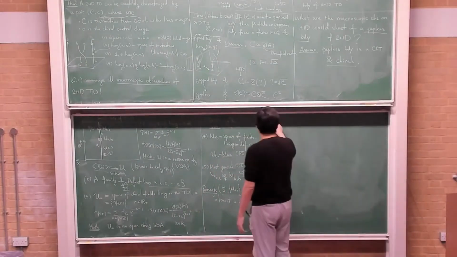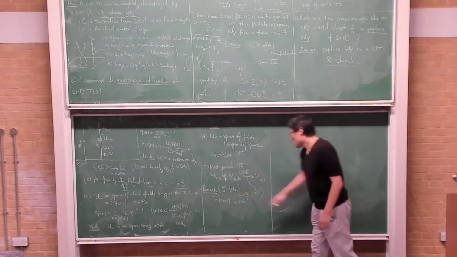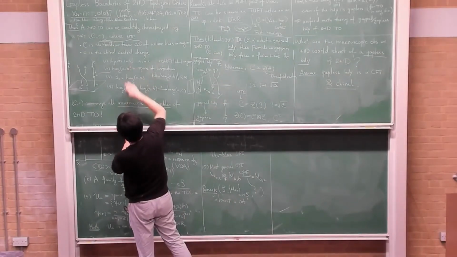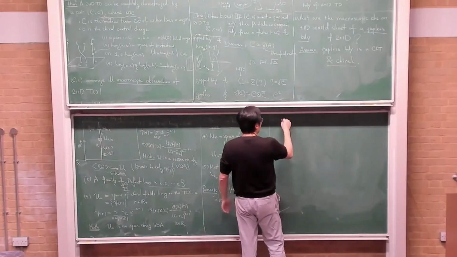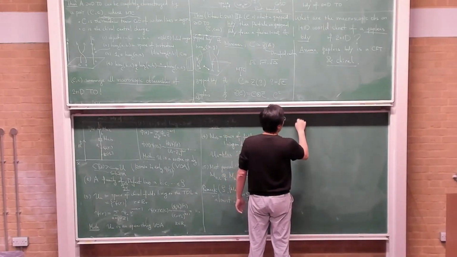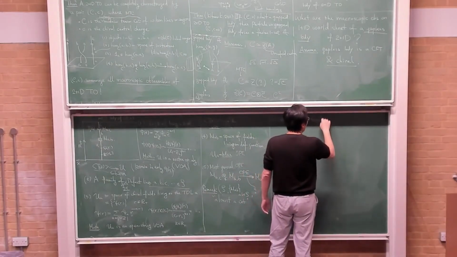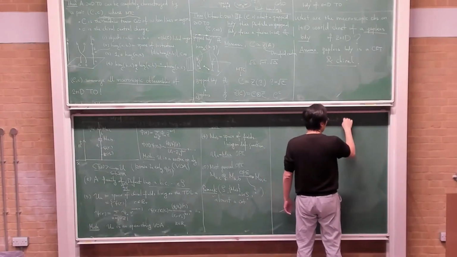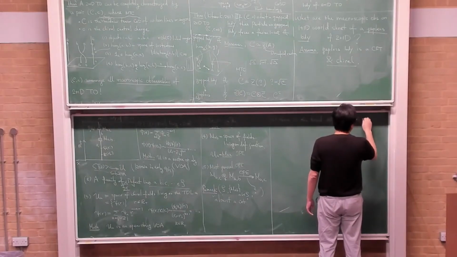All right, let's continue. What is missing if you compare it to a category? You already have composition, but you don't have the unit. So the last one is the unit. There is the trivial defect line. Let's call that 1.